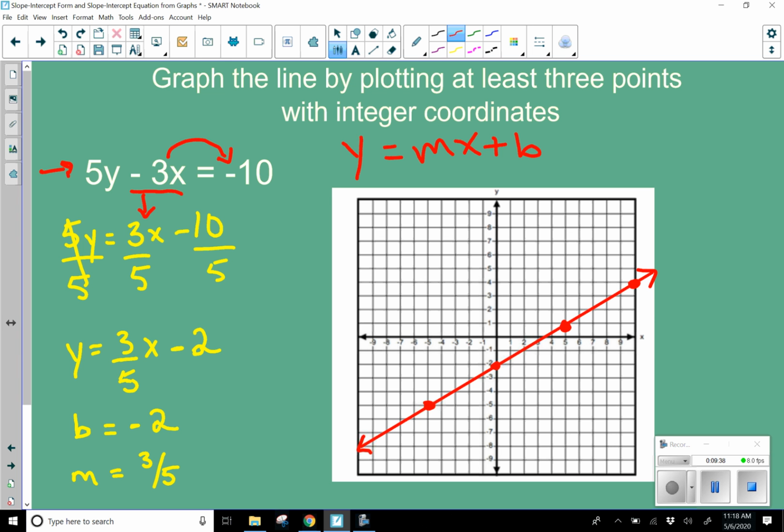Then to get y by itself, we're simply just going to divide through by 5, which cancels out. Whatever we do on one side, we have to do to each term on the other. So as you can see, I've divided 3x by 5 and negative 10 by 5.